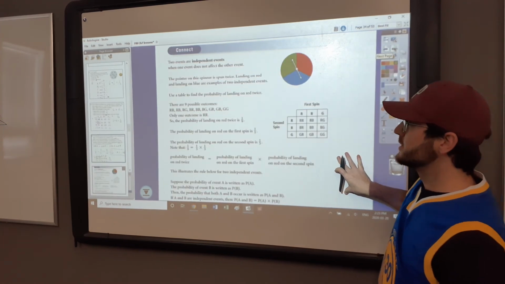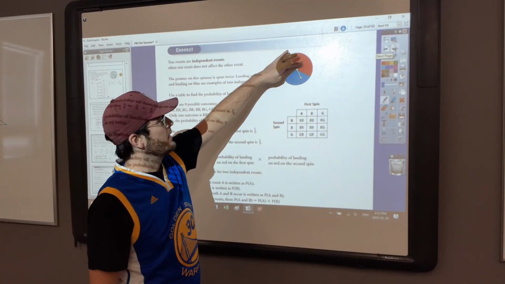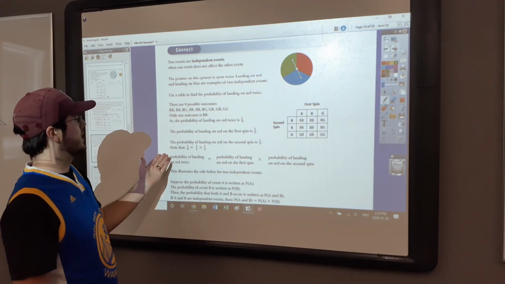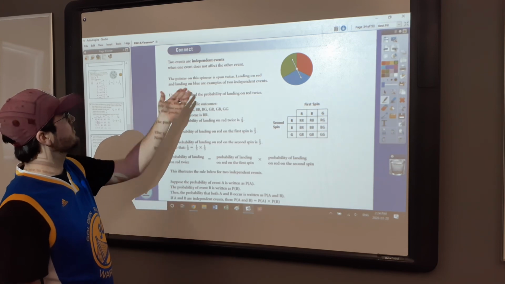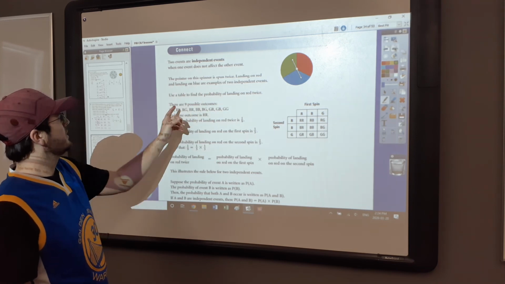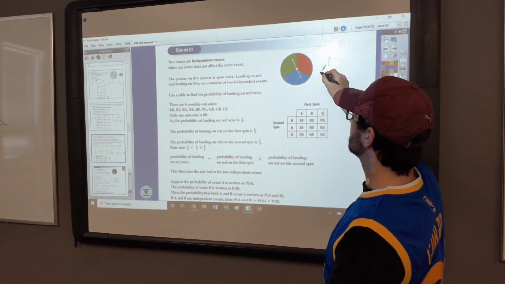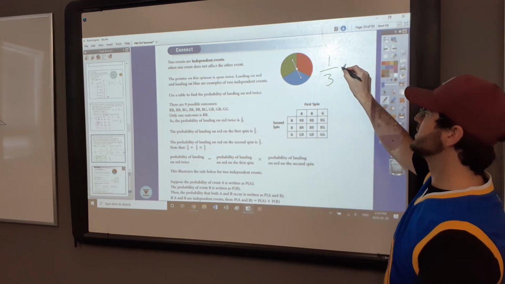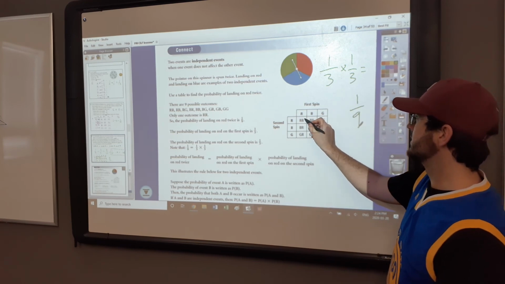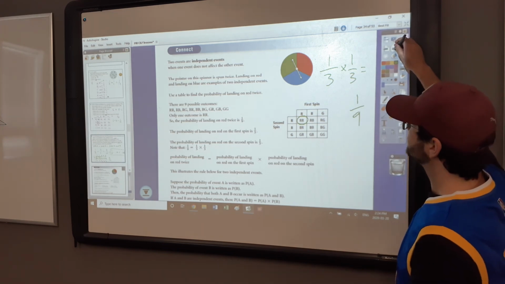Under the connect, you can read through this, but it goes through the exact same situation. Spinning the same spinner twice. You've got red, blue, and green as your options. And so if you're spinning it twice, what are all the possible outcomes? And so you could answer whatever type of question it's going to ask you. Landing on red and landing on blue are independent. Use the table to find the probability of landing on red twice. So you could do the table, but we could also do, okay, well, the probability of landing on red is 1 out of 3. You reset the spinner and you do it again, it's also 1 out of 3, well it's just 1 out of 9. You can see that in the table, there's just 1 out of the 9 options where you're landing on red.